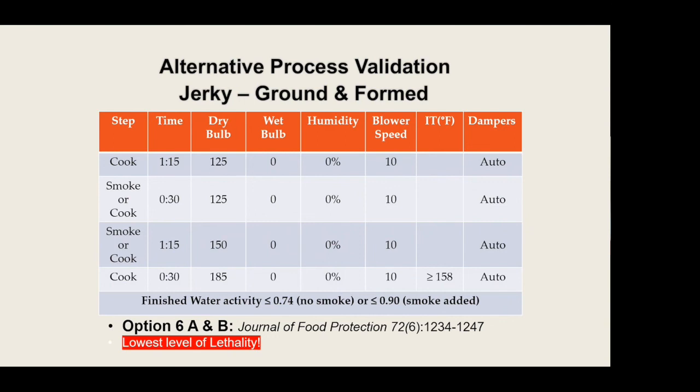This is the final supportable cook cycle, but note that it has the lowest level of lethality within the paper. You will meet the scientific support if you have a finished water activity of 0.74 or less with no smoke added, or 0.90 or less with smoke added during the cook cycle. This is the last slide for the second alternative scientific study we have discussed. We will now move on to support for poultry jerky.